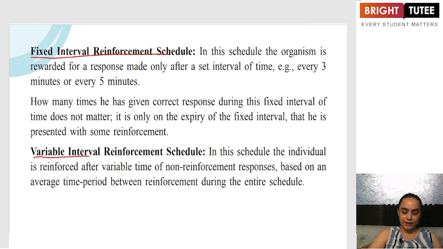Then we have variable interval reinforcement schedule. Again, as the name suggests, variable is the opposite of fixed. Fixed was when it was decided when it will be repeated: after 10 minutes, 15 minutes, 20 minutes, 1 day, 2 days, 3 days. It was pre-decided. Variable reinforcement is when the reinforcement schedule is not fixed, but it can vary. And the variation again depends.